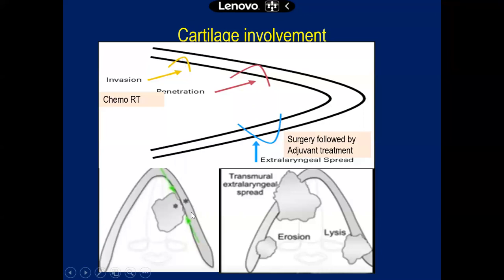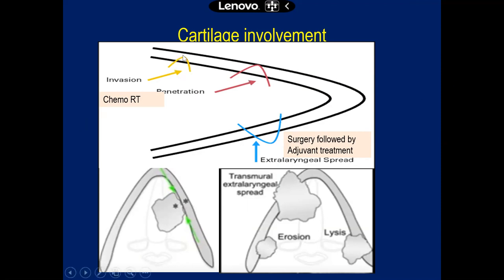This is abutment. This is erosion. This is lysis. Then this is the transmural extralaryngeal spread. If you have extralaryngeal spread through and through the cartilage, then that patient should undergo a total laryngectomy or a near total laryngectomy, a bilateral neck dissection, followed by postoperative radiotherapy. Never consider chemoradiation for such patients. The intention of treatment is cure, but the treatment should be surgery followed by postoperative radiation.